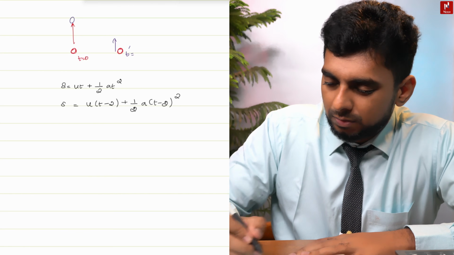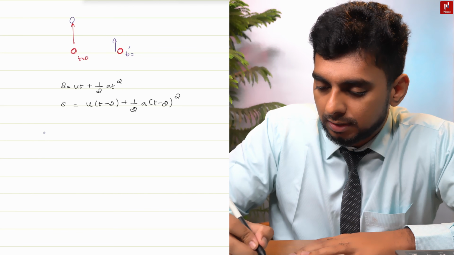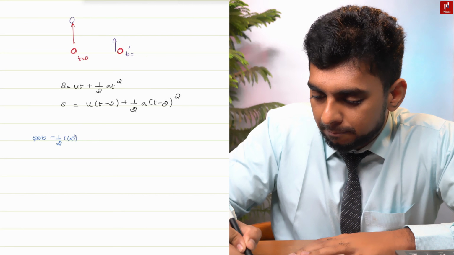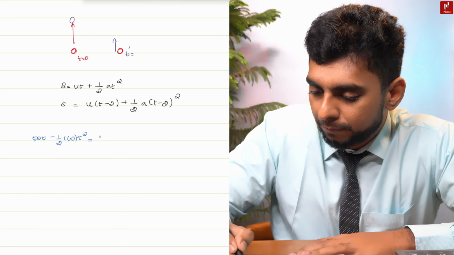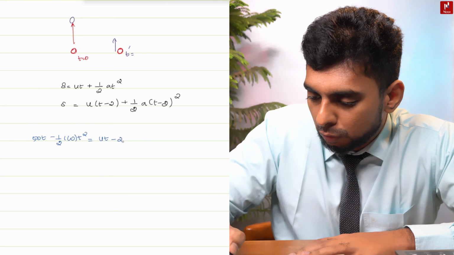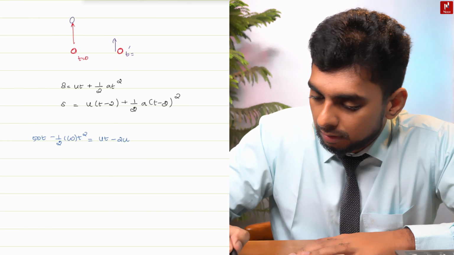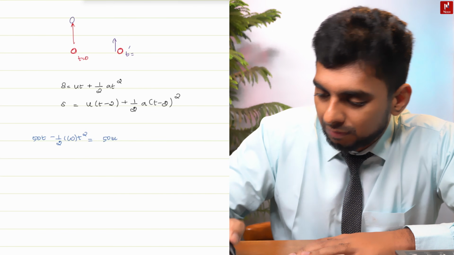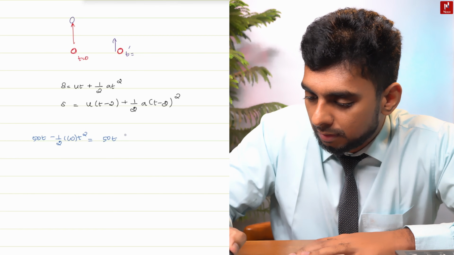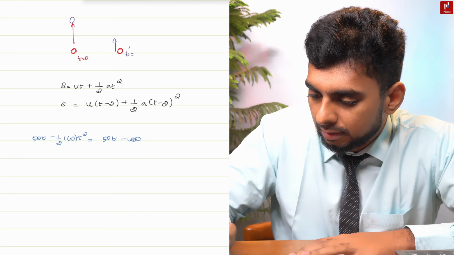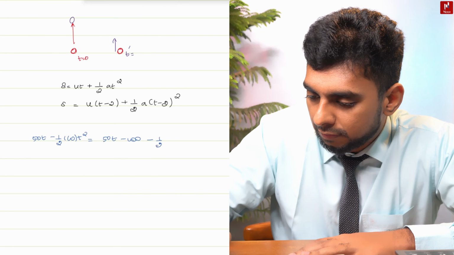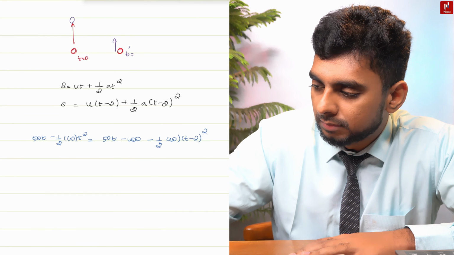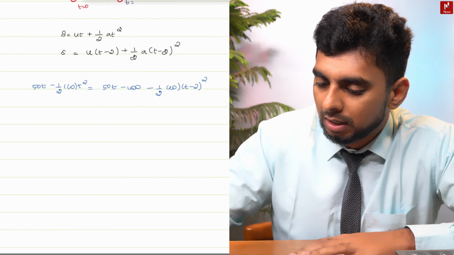Now let me equate these two equations. Once you equate it, you'll get the answer. So the equation is going to be such that ut, that's going to be 50t minus half 10 t square, which will be equal to ut minus 2u. Let me substitute 50 over there. So you would have got 50t minus 100, minus half 10 (t minus 2) the whole square. So here only one term is left, which is t. That's what they're asking us to find, right? So just solve this equation, we'll get the answer.